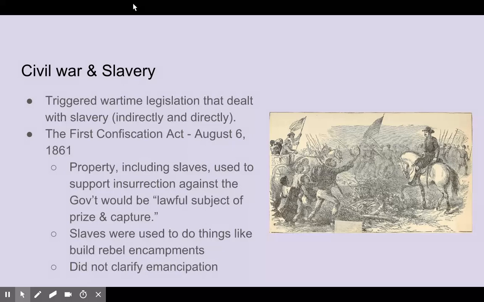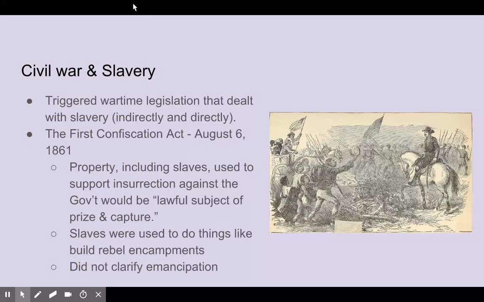Slaves were used to do things like build rebel encampments. So even though slaves weren't really fighting for the Confederacy, they were ordered to do things to help the Confederacy, build the forts or things like that. It did not clarify emancipation. It did not mean that they were all free. It just meant that the Union could sort of confiscate those slaves. Often they were then used to fight for the Union cause.